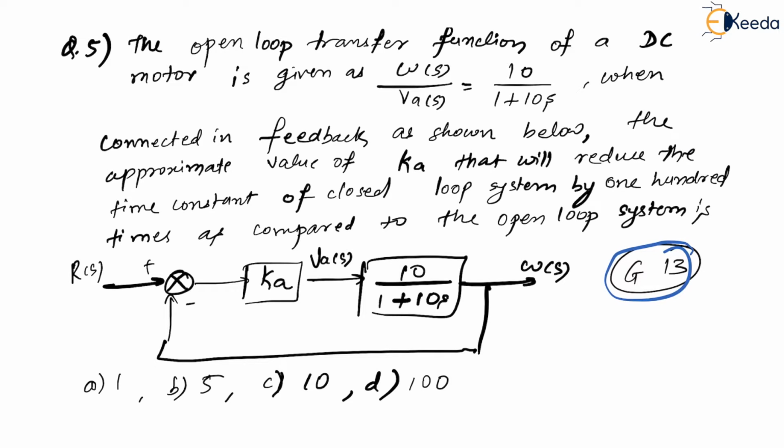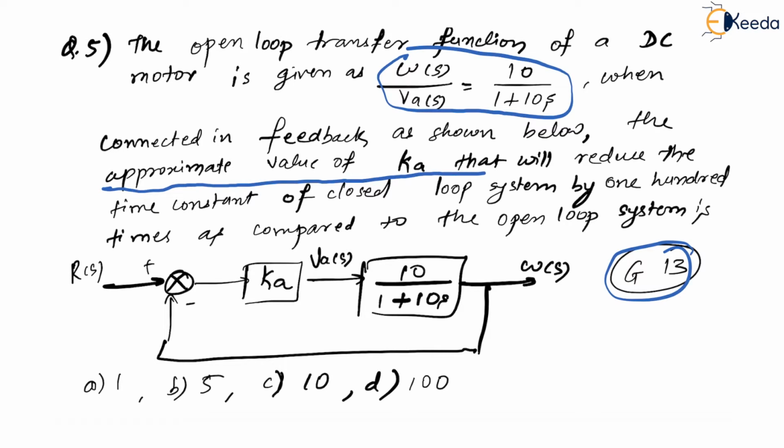Yes dear, it is a GATE 2013 question. What does it ask you? The open loop transfer function of a DC motor is given as 10 upon 1 plus 10s. When it is connected in feedback as shown below, the approximate value of Ka that will reduce the time constant of a closed loop system by 100 times as compared to the open loop system is what?